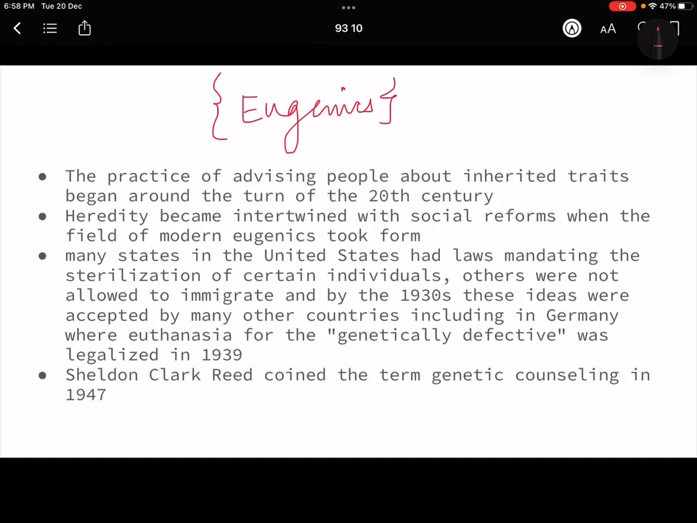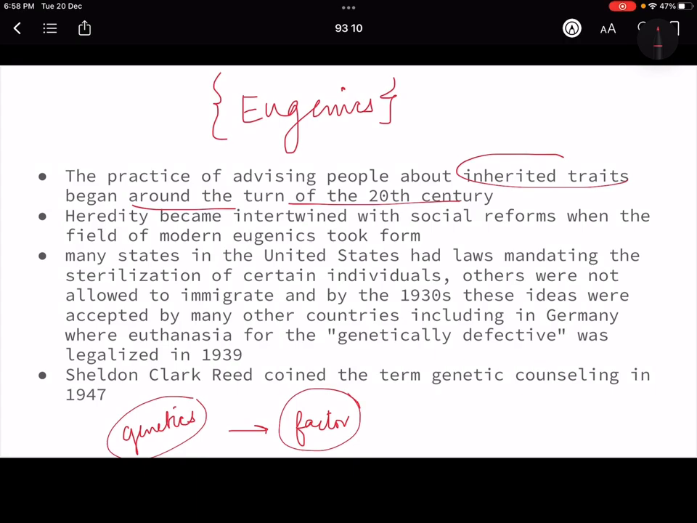This practice of advising people about inherited traits began around the 20th century, because genetics started with Gregor Mendel. He did not know what genes are, but he had an idea that some factor plays a part, and there is a certain inheritance that happens in the Mendelian laws that he gave. After that, the study of genetics began to grow, and then they understood that certain diseases are also passed on from generation to generation in that way only.